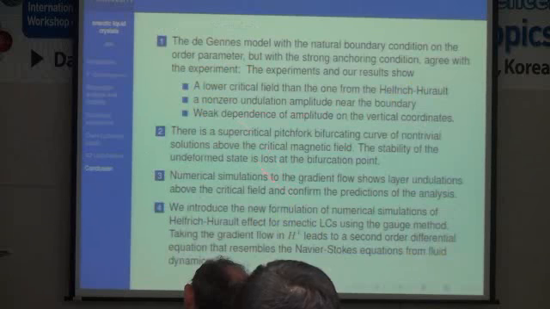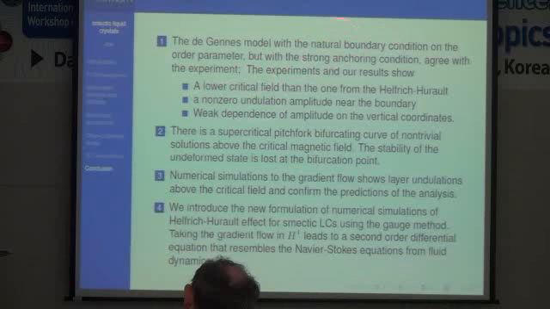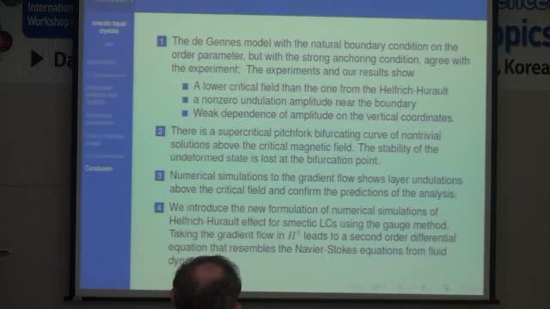So let me conclude my work. We use the Dugin model with the natural boundary conditions on the order parameter with this strong anchoring condition, but the natural boundary condition on the layers. Then it agrees with these experiments: the lower critical field, bigger undulations, weak dependence on the vertical coordinate, and we actually see the undulation near the boundary. And we do this from the bifurcation analysis. So we say that there is a supercritical pitchfork bifurcation curve of a non-trivial solution above the critical magnetic field, and stability of the trivial solution is lost at the bifurcation point.